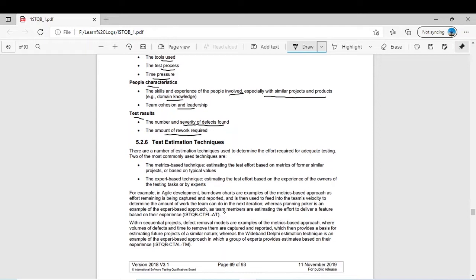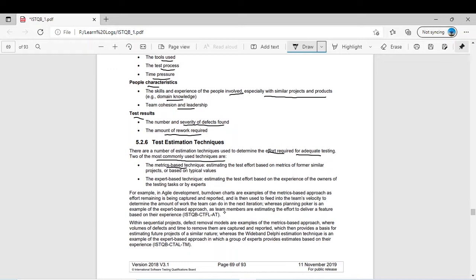There are a number of estimation techniques used to determine the effort required for adequate testing. Two of the most commonly used techniques are, the first one, the metrics based technique. What is a metrics based technique? Actually, you have some formula, some calculations, some number of requirements. Let's say you think there are 1,000 requirements, and if I do the calculation for each requirement to write a test case, I need, let's say, 1 hour. So how much time will I need? It's a kind of calculation actually.